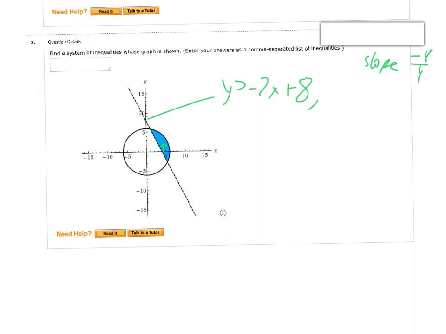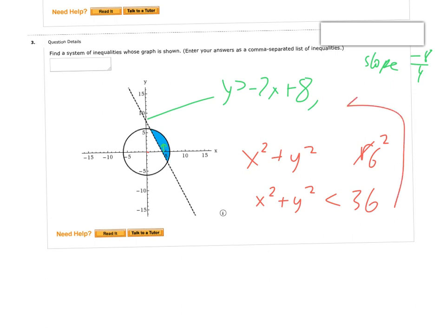My other one is actually not a line, it's a circle. When it's a circle and the center is at 0, that's always going to be x squared plus y squared, and then the number here is going to be r squared, so I need to find the radius. It looks like the radius is 6, so I'm going to make that a 36. It's shaded inside the circle, so that's going to be a less than here. So I'm going to say x squared plus y squared is less than 36 for my other one. If you want to test a point here, like 5, 0, you can always do that. I get 5 squared plus 0 squared is less than 36.